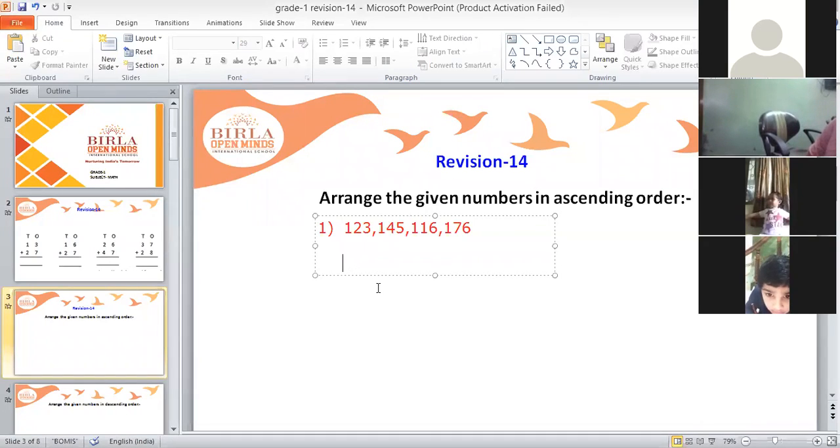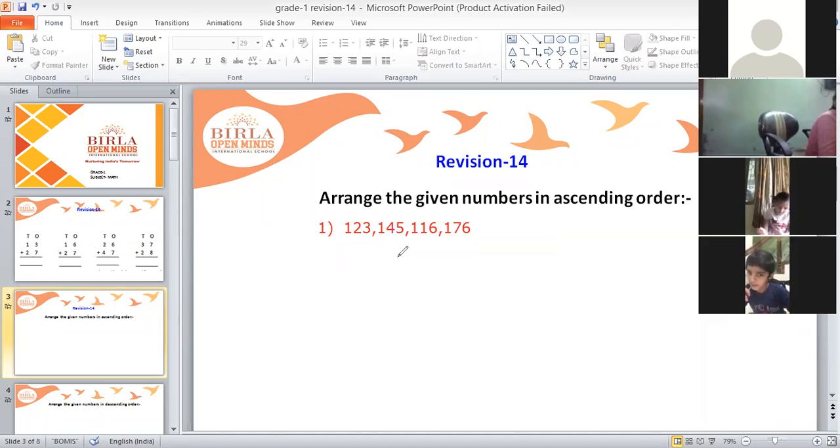Okay. So now all these four numbers are there, and if you look at these numbers carefully, children, you can see in hundreds place one is there, right? So now you cannot tell which number is the biggest and which is the smallest number. So what we will do, we will start comparing the numbers in tens place first, and if in tens place also the digits are same, then we will compare the digits in ones place, right?